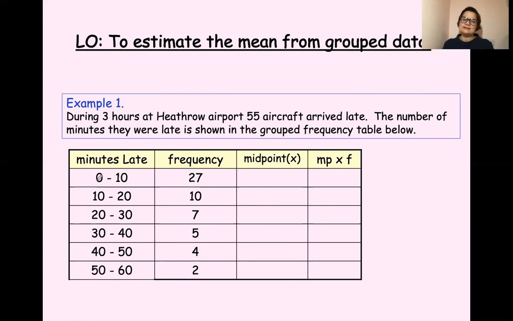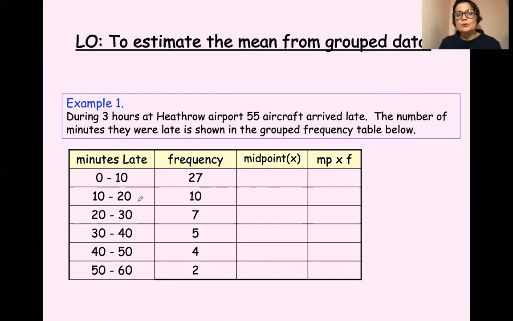So the data is being represented in groups. How many groups are there altogether? There's 1, 2, 3, 4, 5, 6. These could be called groups, could be called classes, okay? 6 groups or 6 classes. Now 0 to 10 represents the width of the group or the width of the class. So we have 6 classes with width of 10.